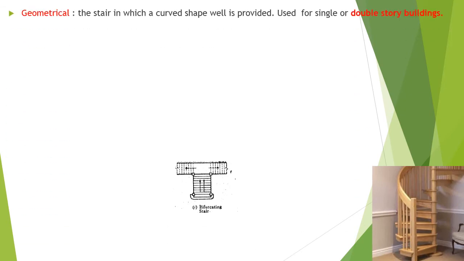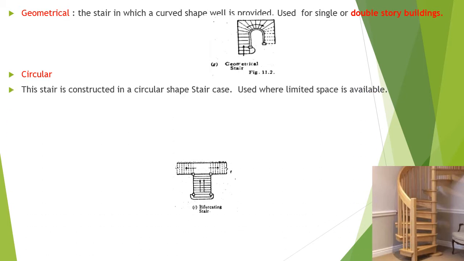Geometrical. The stair in which a curved shaped well is provided, used for single or double-storied buildings. This is known as a geometrical stair. Circular. The stair is constructed in a circular shape, used where limited space is available. This is the image of a circular staircase.